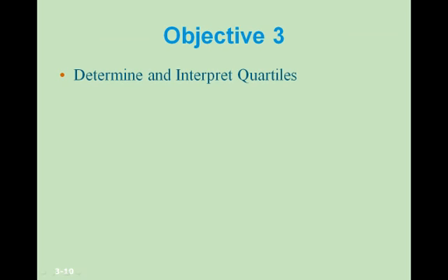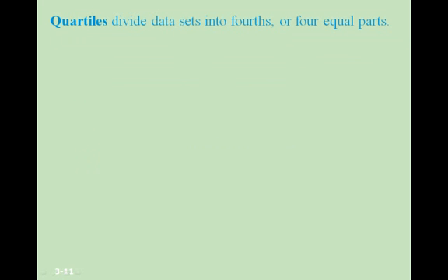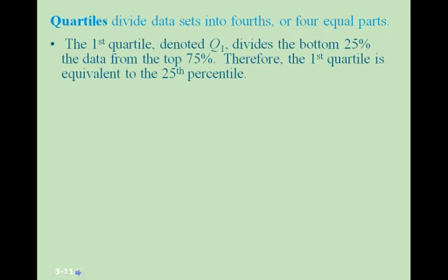Objective 3. We want to determine and interpret quartiles. Quartiles are special percentiles. They divide data sets into fourths, or 4 equal parts. The first quartile, denoted Q sub 1, divides the bottom 25% of the data from the top 75%. Therefore, the first quartile is equivalent to the 25th percentile.